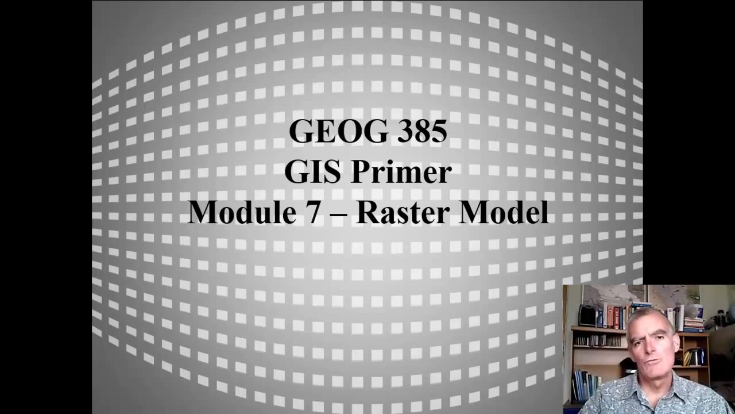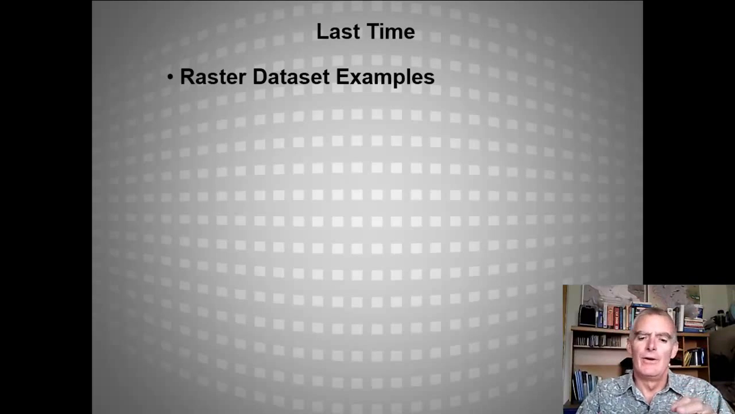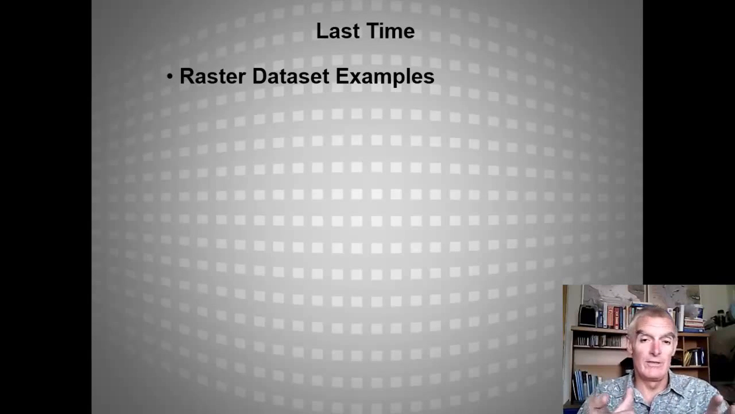Welcome back. This would be, I think, the fourth video of Module 7. We're talking about the raster model, moving our way into raster analysis. Last time I gave you a few examples of available data sets out on the internet. There are elevation data sets, there are climate data sets, there are land cover data sets, and there are imagery data sets you can get.